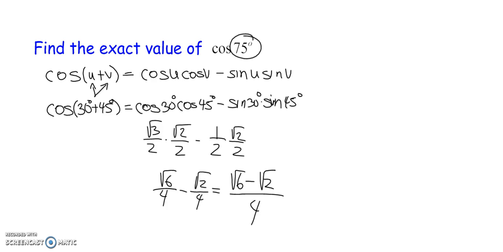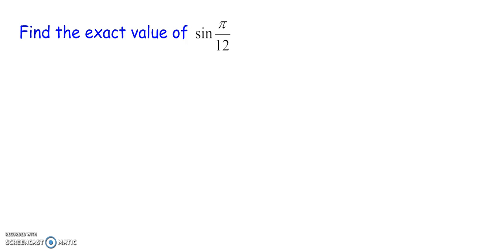All right, so that's using the cosine of a sum. Here we are going to use the sine of a difference. Obviously it would be very hard to come up with values on the unit circle that add to pi over 12. Not possible.